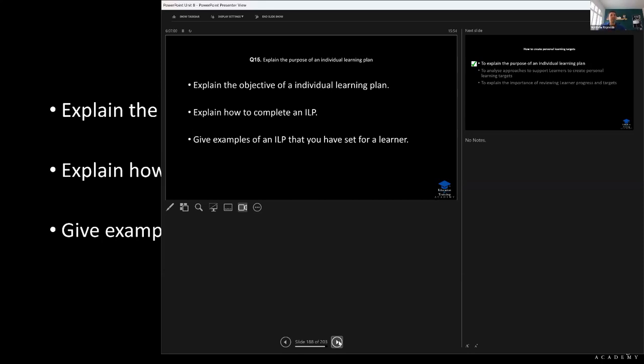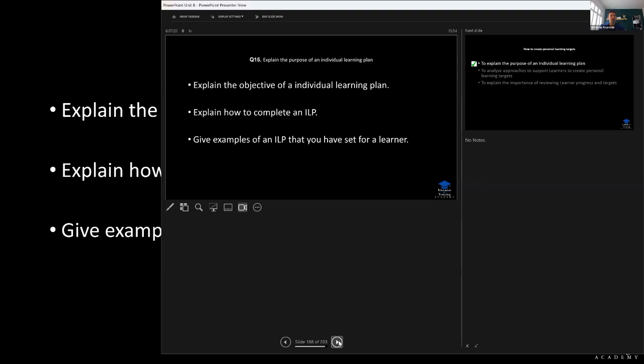So question 15 is explaining the purpose of an ILP. So again, the verb is explain. Again, you're going to get more out of it the more depth you go into in this sort of answer as well. So how would you complete an ILP? And give examples of an ILP you have set for your learner.